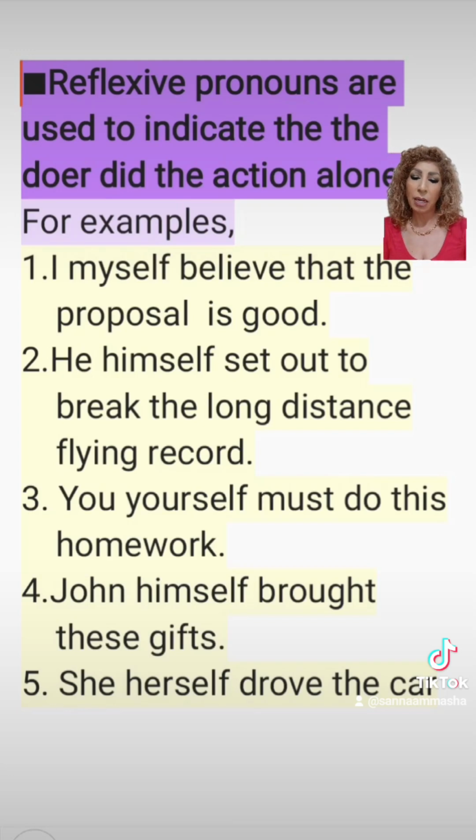In the fourth example, John himself brought these gifts. John himself and not his self. Himself brought these gifts. In the fifth example, she herself drove the car. She herself drove the car. We use here herself and we write it after the subject she to indicate that she is the doer of the action alone. She who did the action alone. So that's everything about the reflexive pronouns.